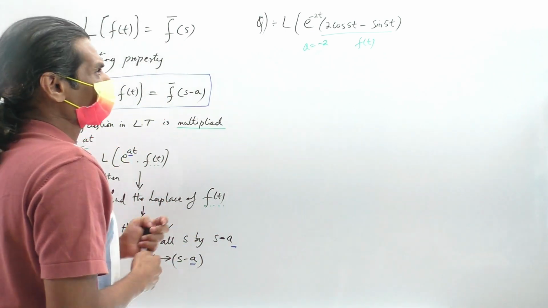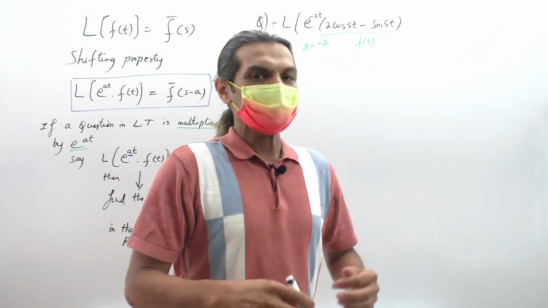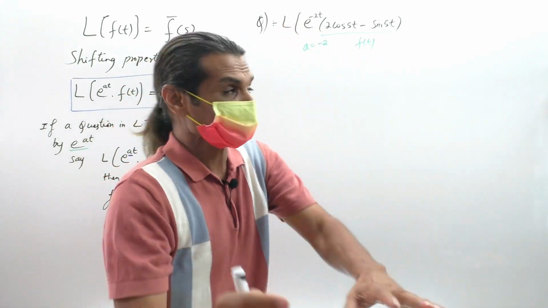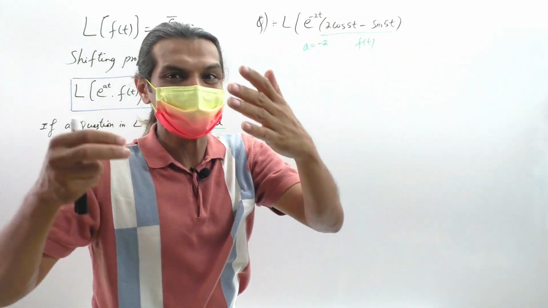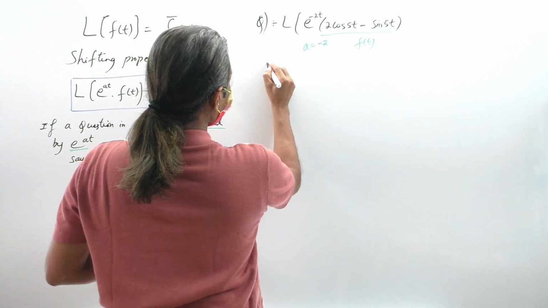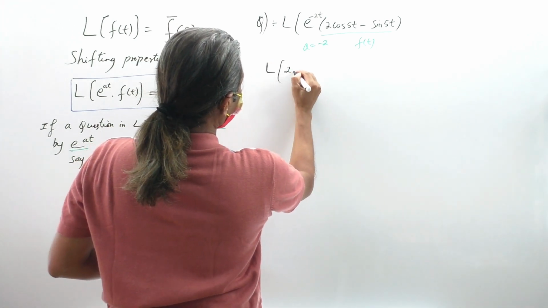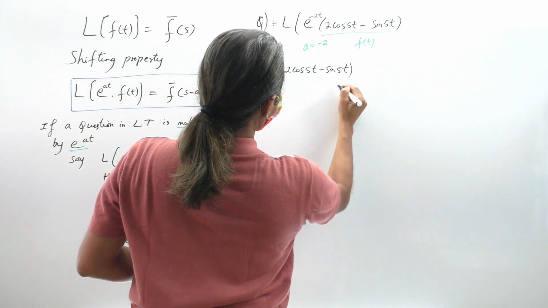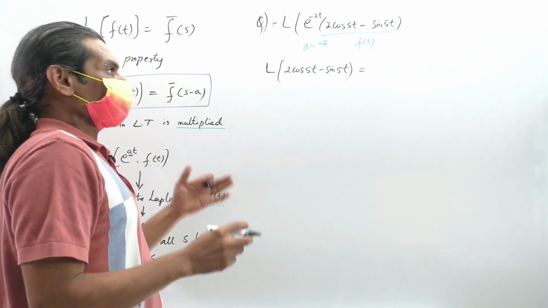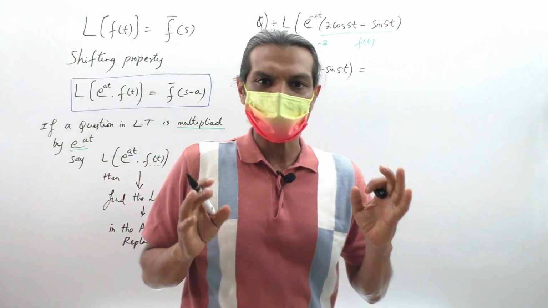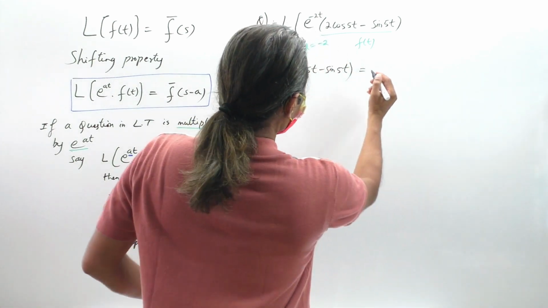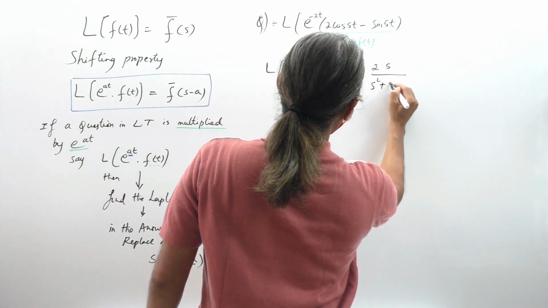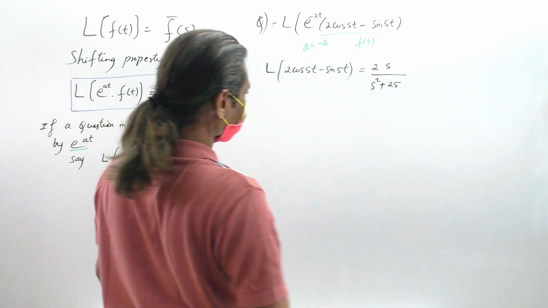So what shall we do? Let's apply the property. What does it say? It says e raised to at into something, that is f of t. Find the Laplace of this part, which is very easy. It's in standard form. So we have Laplace of 2 cos 5t minus sin 5t. Laplace of cos at is s by s square plus a square. So 2 into s by s square plus 25, right?